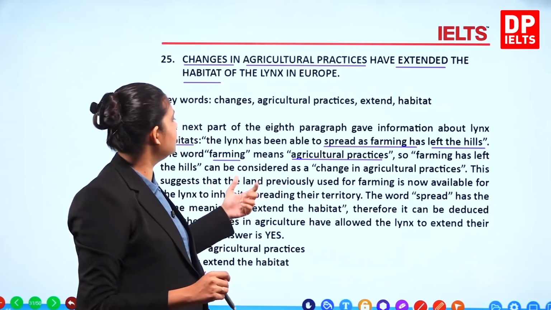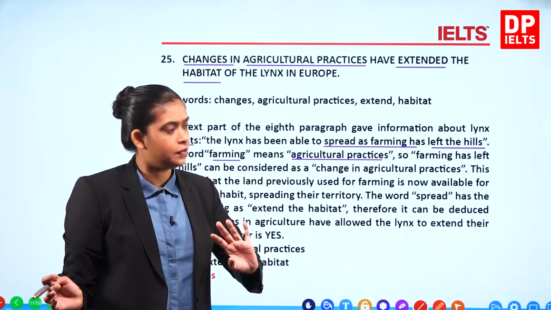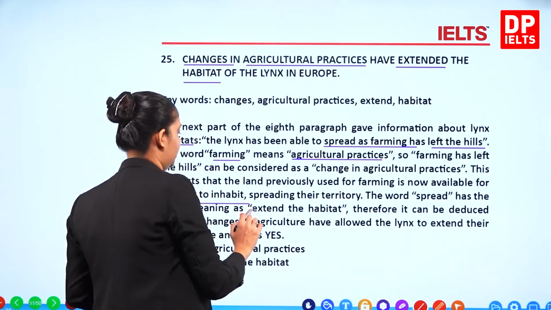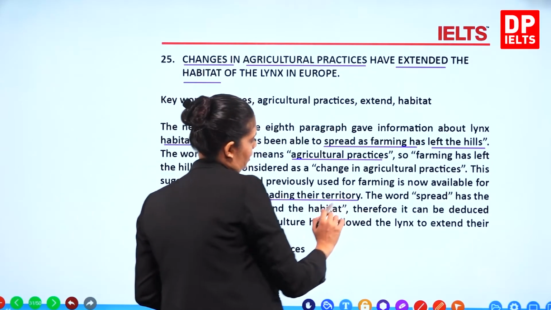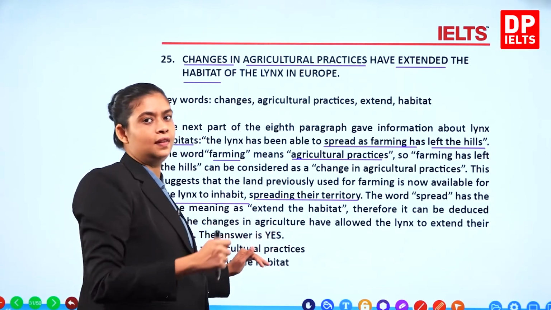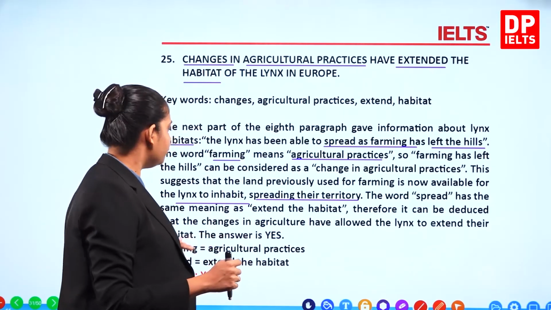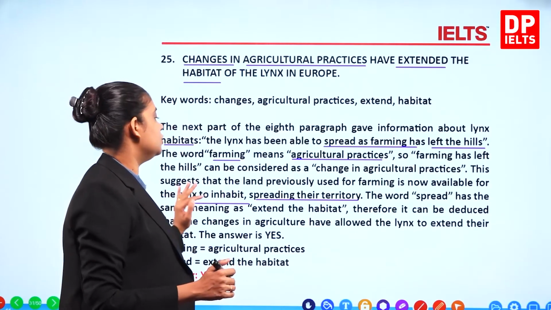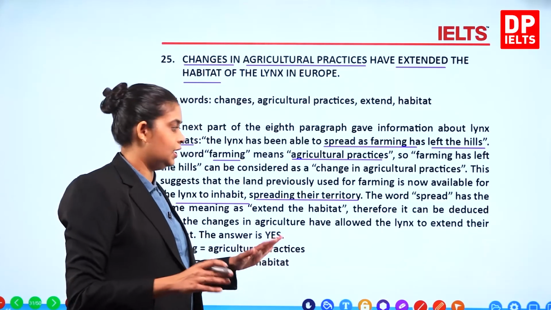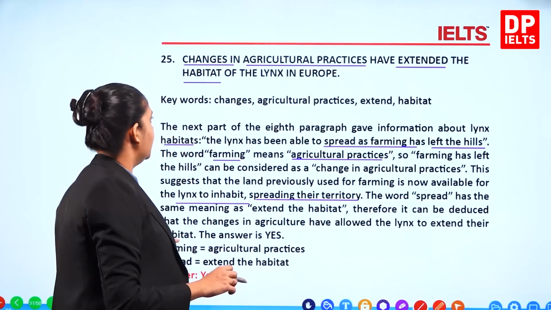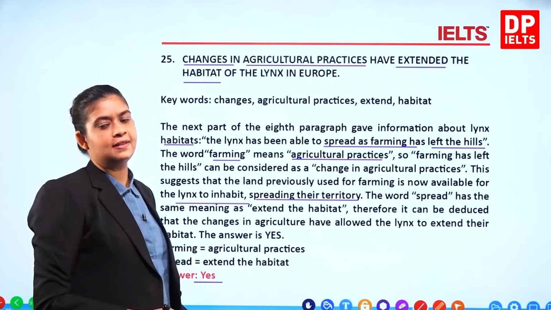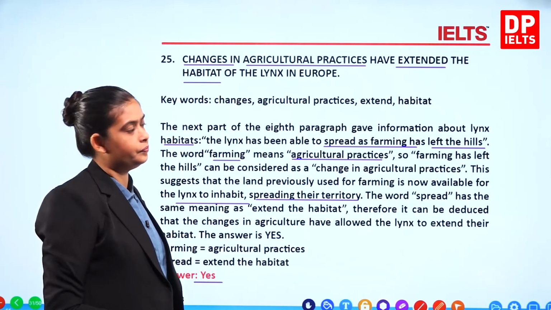So, this suggests that the land previously used for farming is now available for the lynx to inhabit, spreading their territory. The word spread has the meaning of extend the habitat. Therefore, we can say that the changes in agriculture have allowed the lynx to extend their habitat, and therefore the answer is yes. It does agree with the passage.